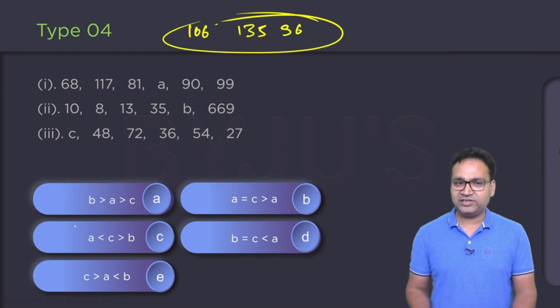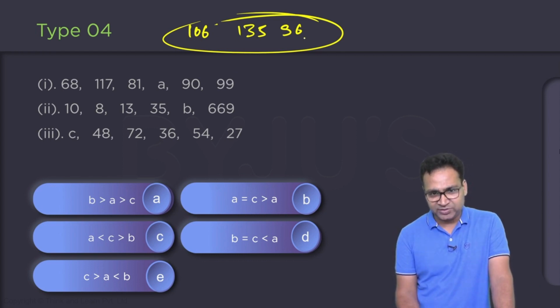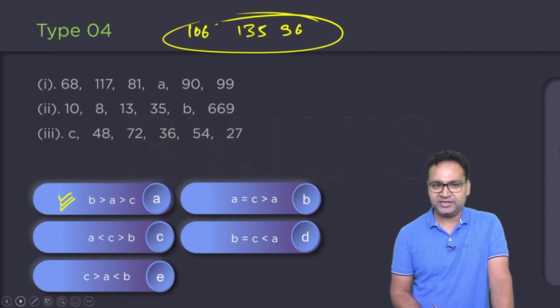Let's see which relation will justify here. Can I say B is the greatest? It is greater than A as well as greater than C. So I think option A is the correct answer.